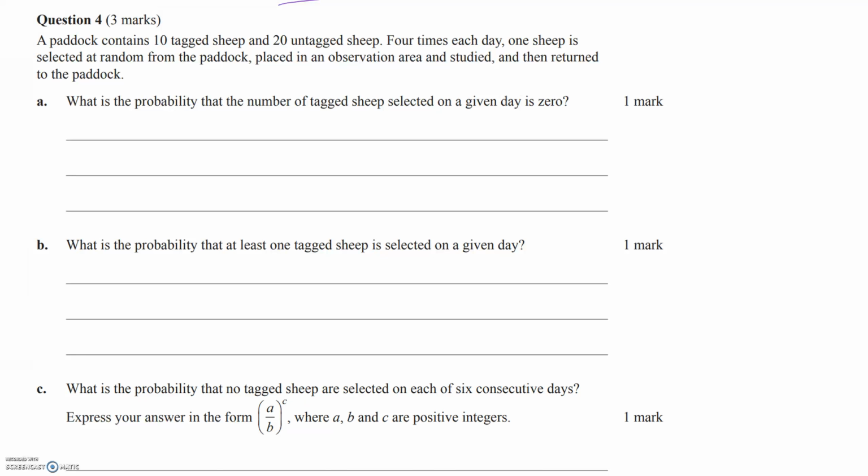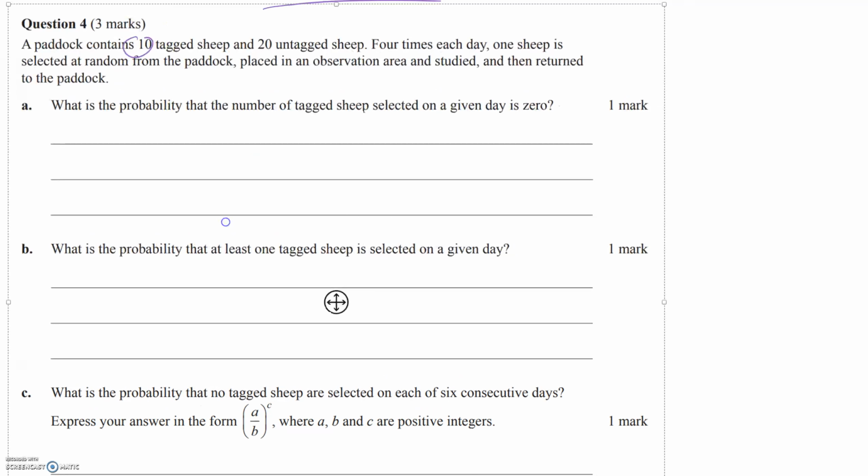Okay, so we've got 10 tagged sheep and 20 untagged sheep. So in total we've got 30, of which 10 out of the 30 are tagged. So our chance of picking at random and getting a tagged sheep is 1 in 3. Our chance of picking at random and getting an untagged sheep is 2 out of 3.